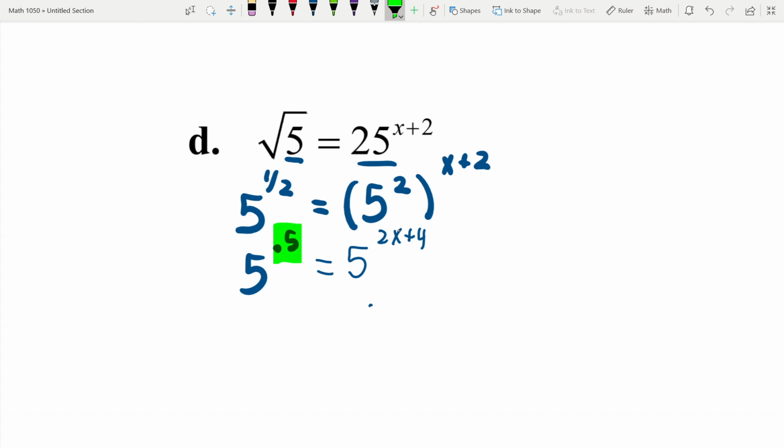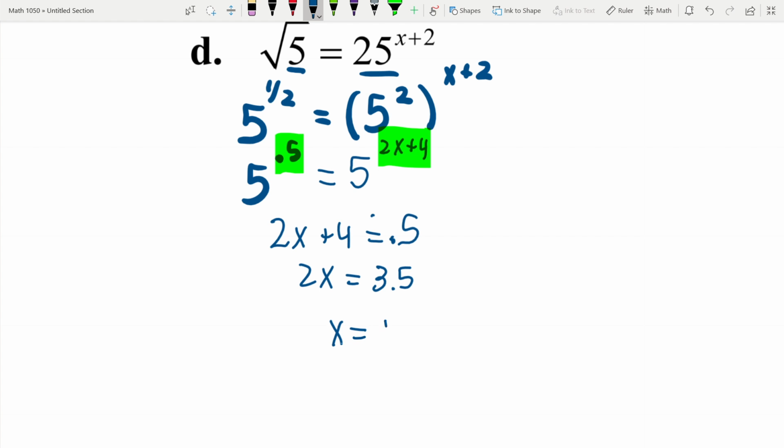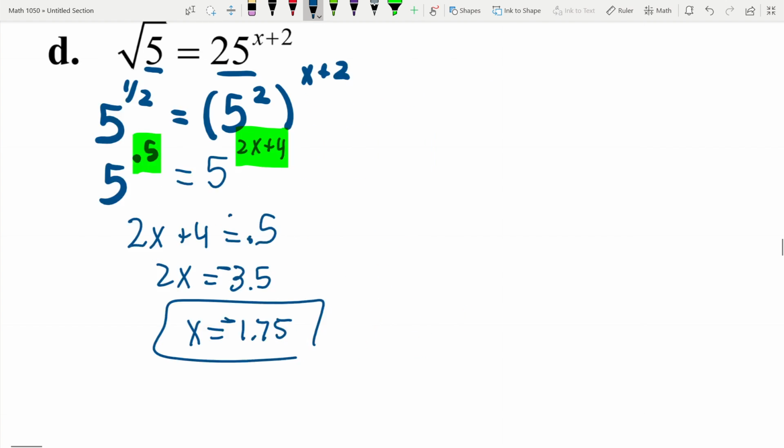So if 5 to this equals 5 to that, I know those must be equal to each other. So I have 2x plus 4 is equal to 0.5. Move my 4 over. 2x equals negative 3.5. Divide by 2, and I think I get 1.75. Is that right? 3.5 divided by 2, or is it 7? Oh, yes, it is a negative. Thank you. It is a negative. Yeah, that's it. Store it, check it, good.